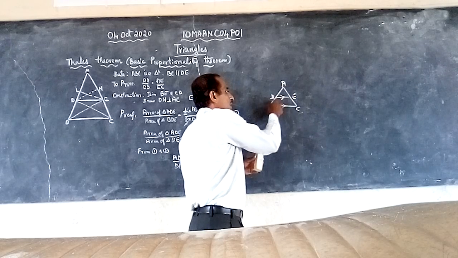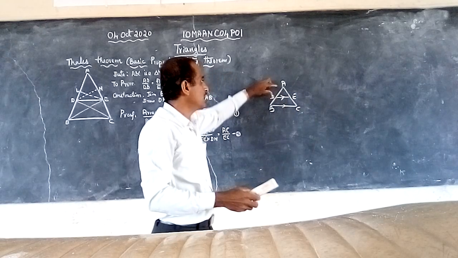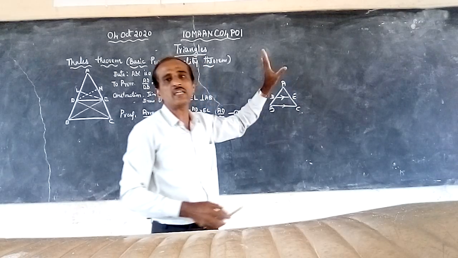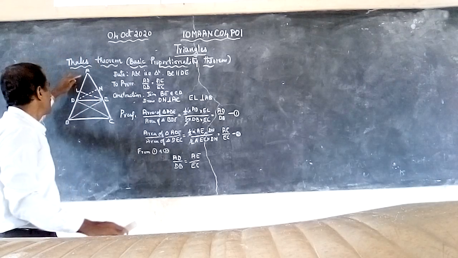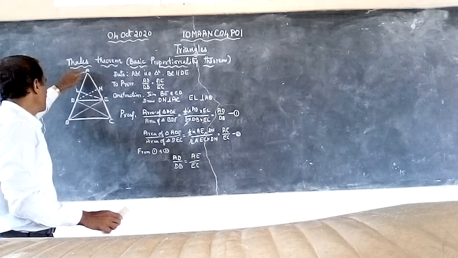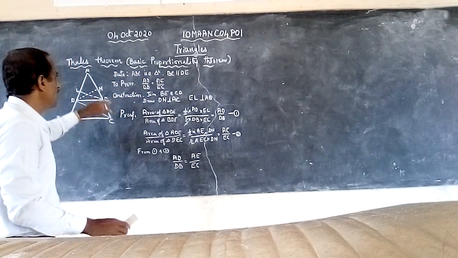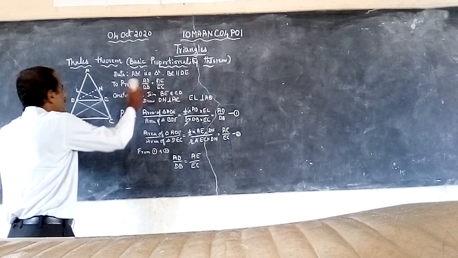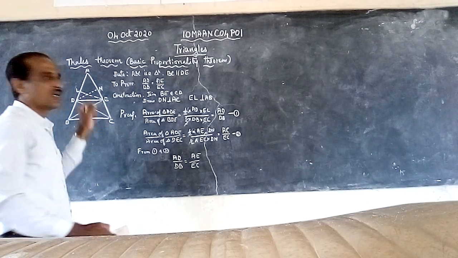See, AB and AC. This line DE divides them in proportion. That means AD by DB is equal to AE by EC. That is the proportionality. You can see the same figure here. Here, ABC is a triangle, DE is parallel to BC, and you have to prove AD by DB is equal to AE by EC. How to prove?